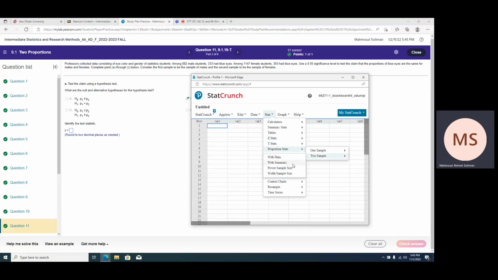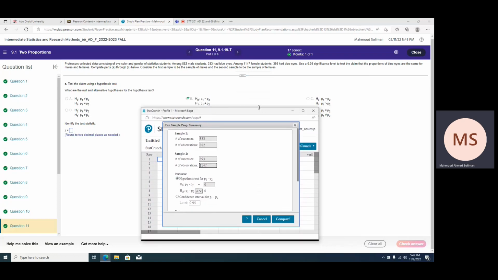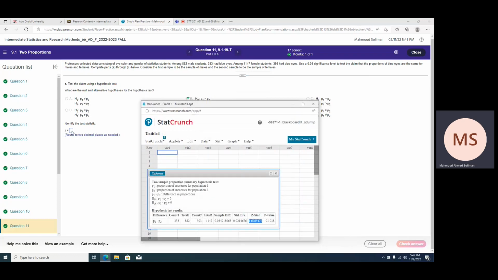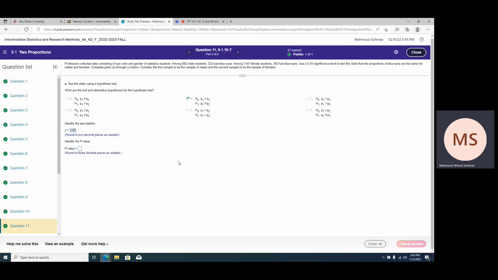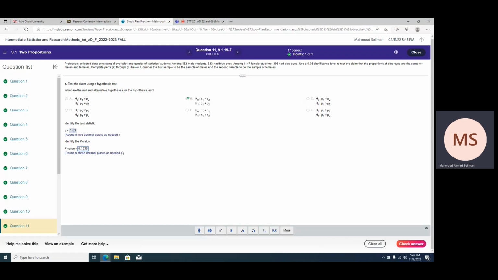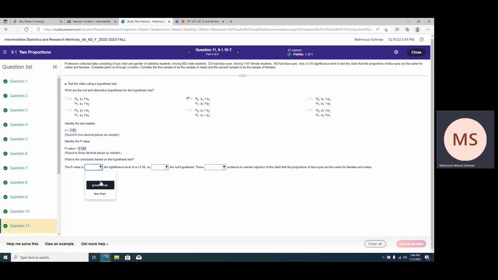So for the two sample summary, sample 1 is males, so we put males, 333, 882. The second sample is females, 393, then 1147. Okay, this is the same. Then we compute, copy the z stat, round to 3 decimals. P value, copy, paste, round to 4 decimals. The p value is greater than 0.05. That means we fail to reject. That means there is not sufficient evidence.